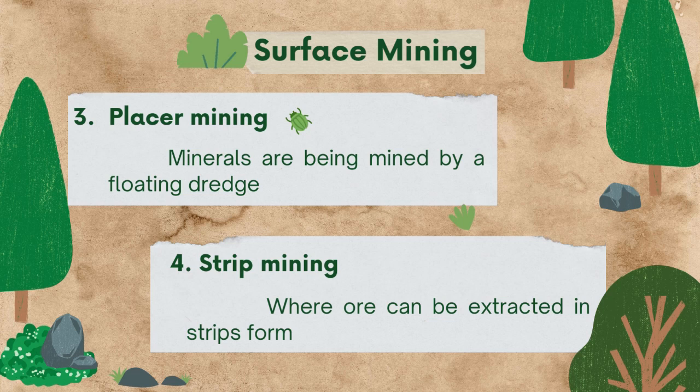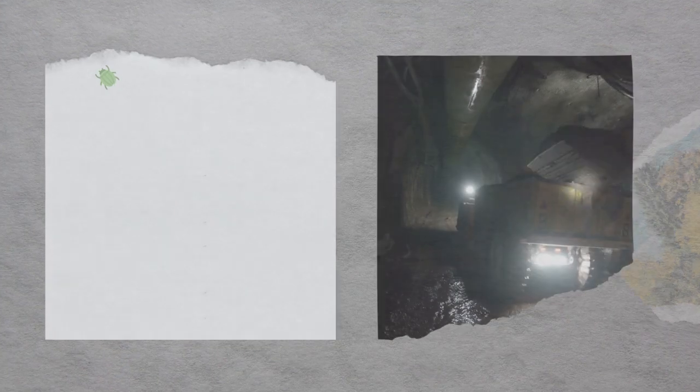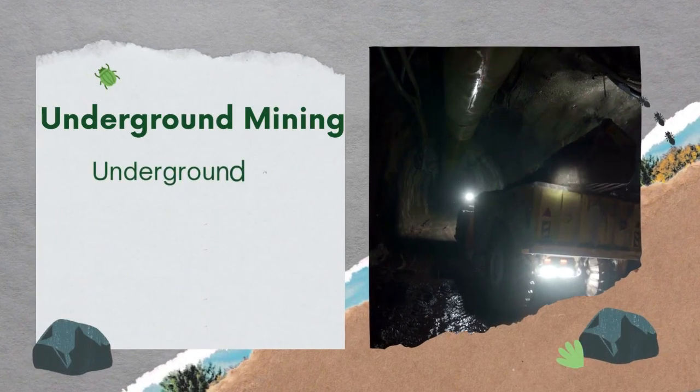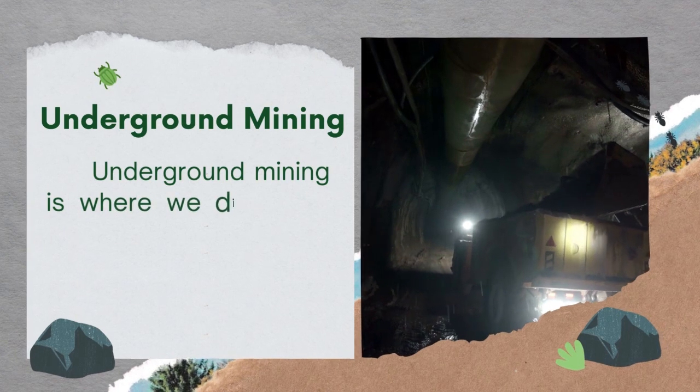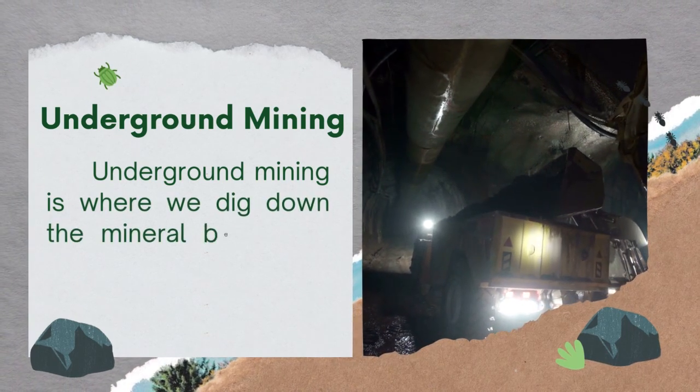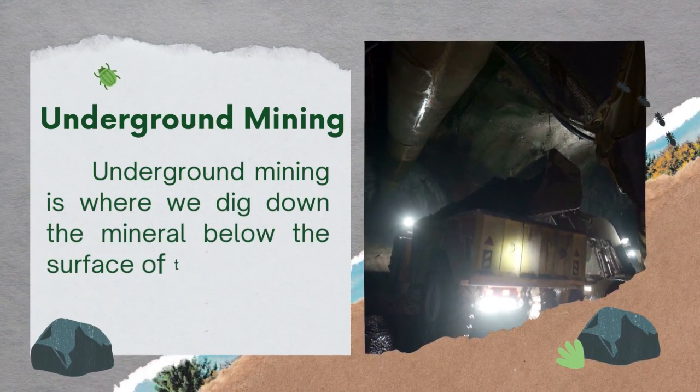Number 3, placer mining. Minerals are being mined by a floating dredge. 4, strip mining, where ore can be extracted in strips. While underground mining is where we dig down the mineral below the surface of the earth.